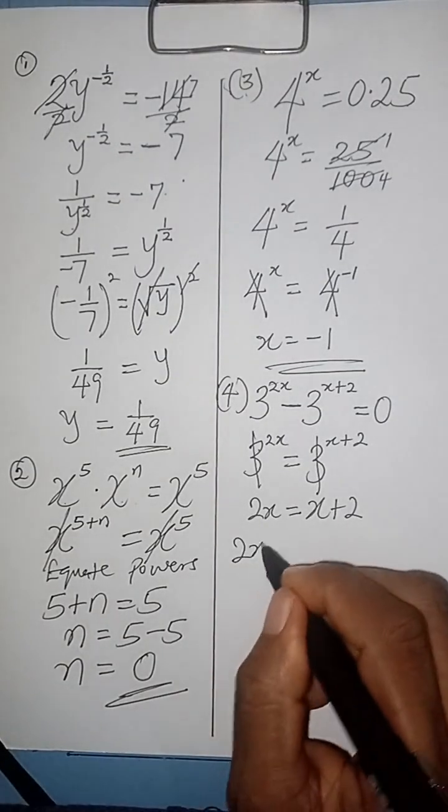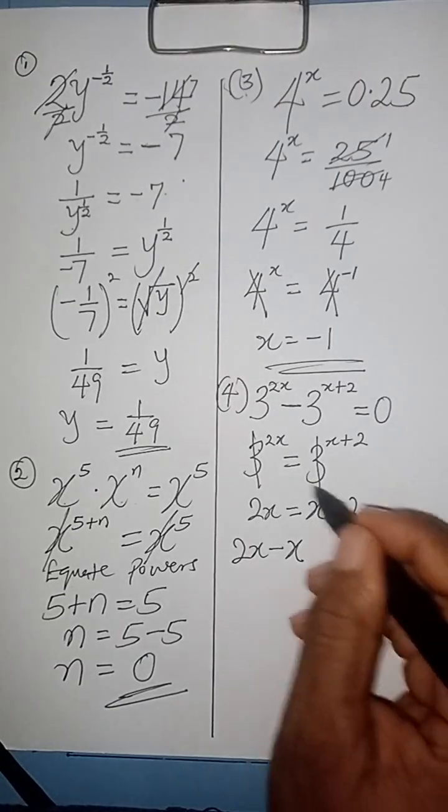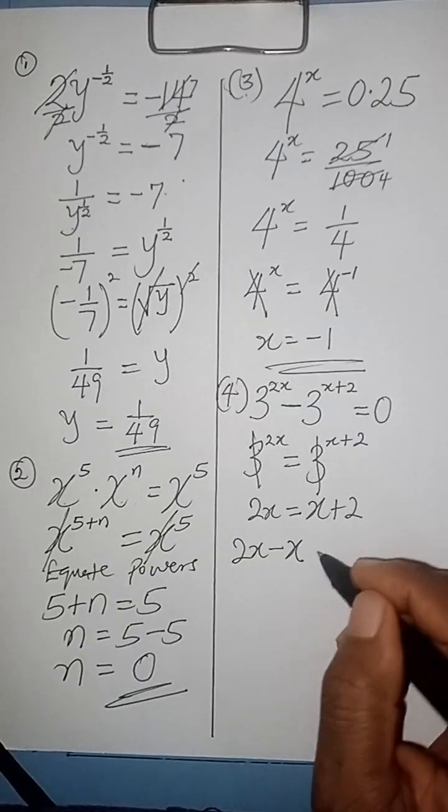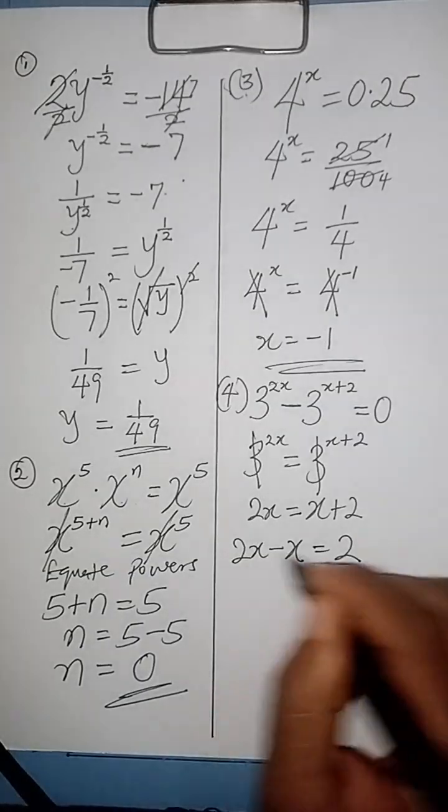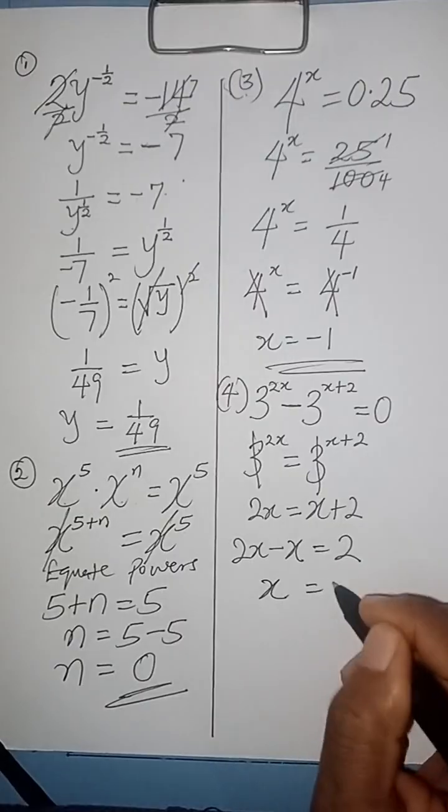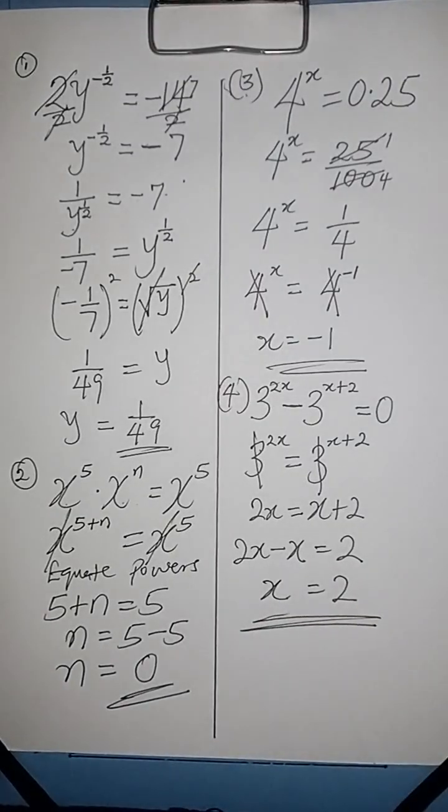If you collect like terms, 2x minus x, this x will move to your left-hand side, become minus x, equal to 2. 2x minus x is x. And this is the solution to the question.